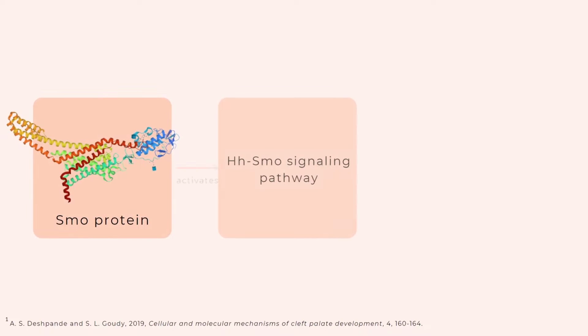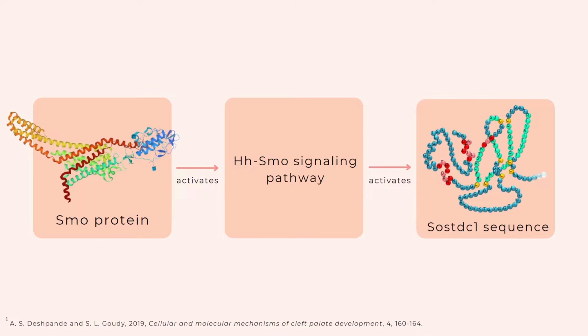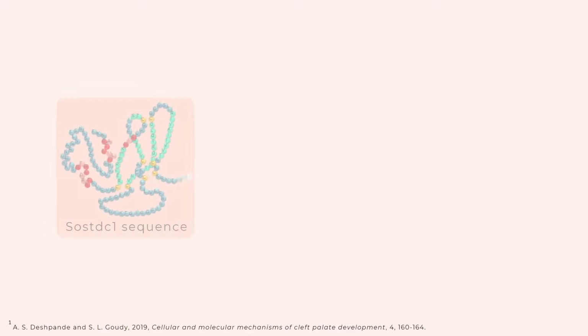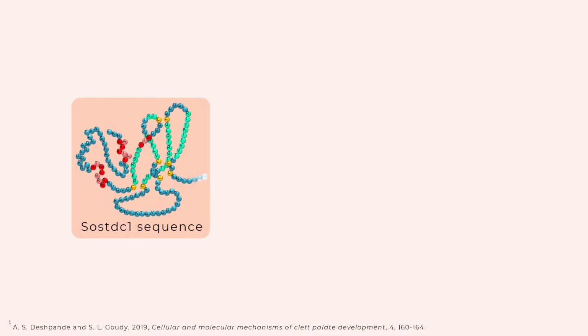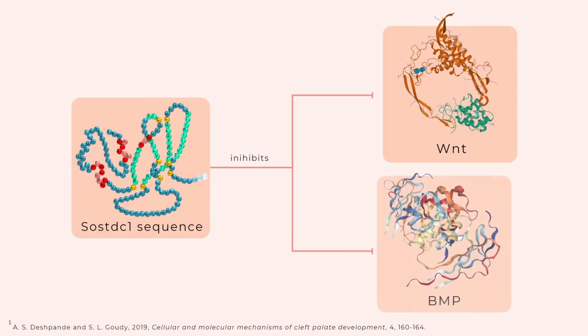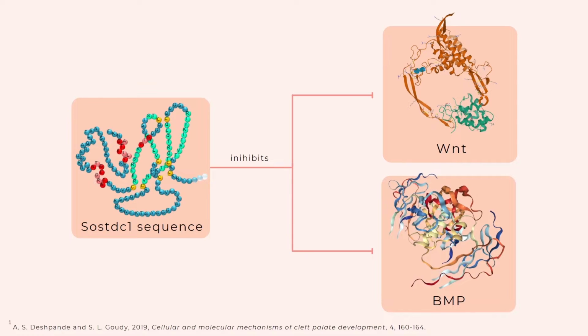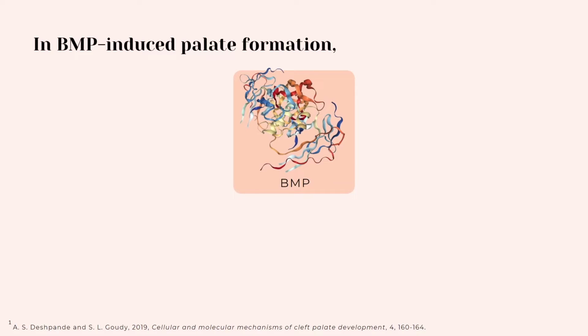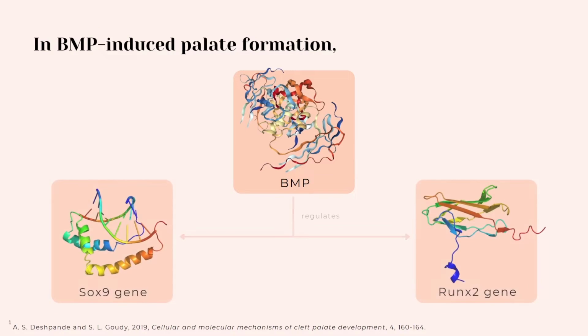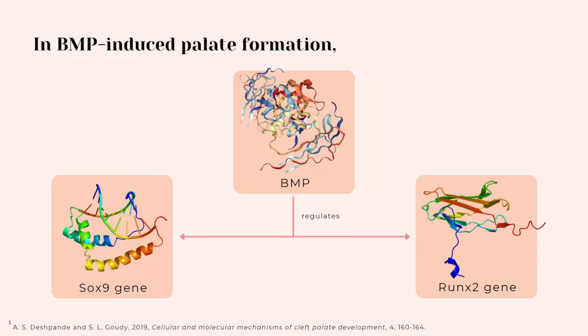SMO protein activates hedgehog SMO signaling pathways, which in turn activate the SOS-DC1 sequence. Specifically, SOS-DC1 is an inhibitor for both Wnt and BMP pathways, resulting in the downregulation of these signaling pathways. In BMP-induced bone formation, the formation of bones in the cleft palate is regulated by SOX9 and RUNX2 genes.